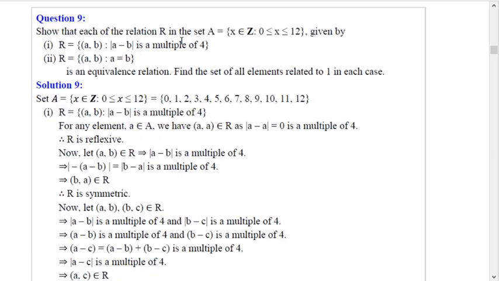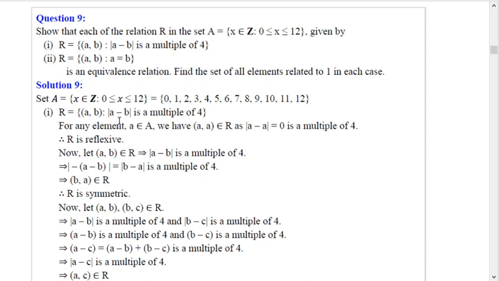Show that the relation R in the set A = {x belongs to Z: 0 ≤ x ≤ 12}, where x belongs to Z means x is an integer, is given by R = {(a, b): a - b is a multiple of 4}. So you see the set goes from 0 to 12, and for 0 to 12, a - b is a multiple of 4.